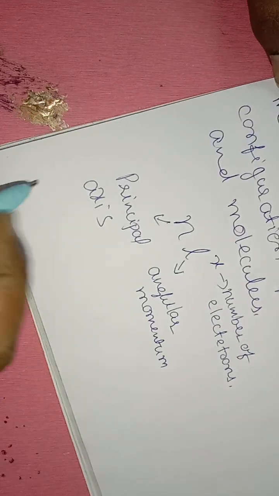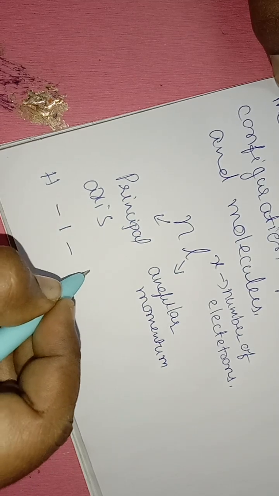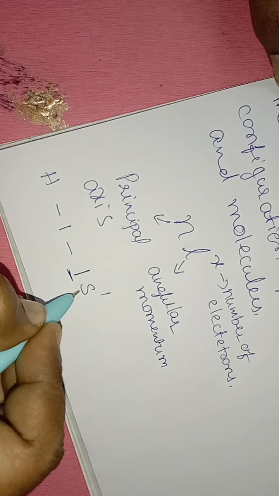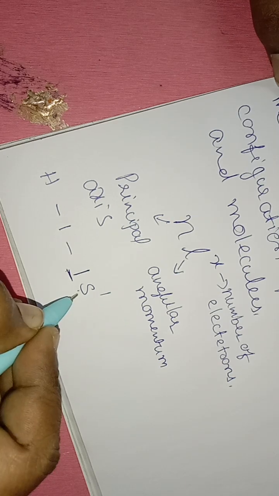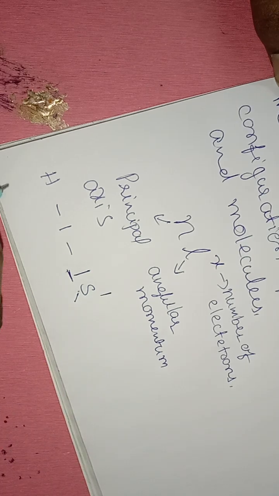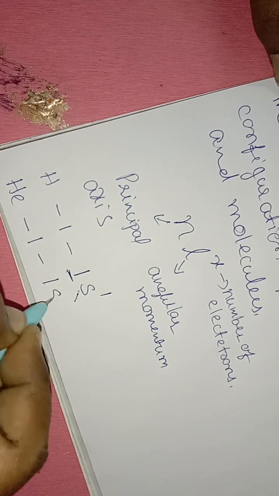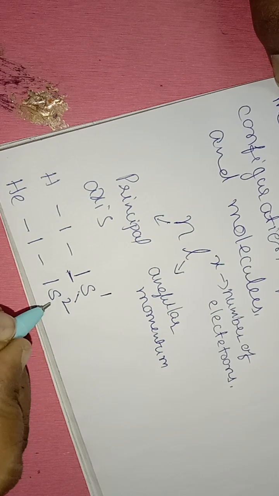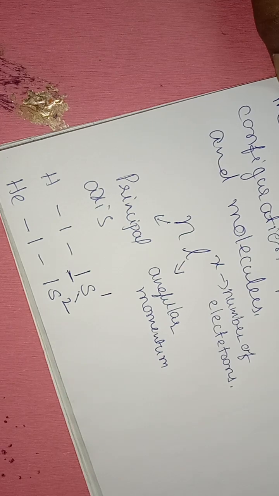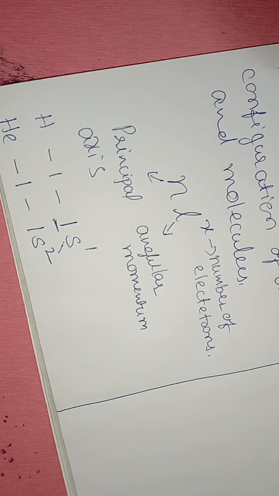Suppose you take hydrogen, which has only one electron. It is indicated by 1s1, meaning principal quantum number n is 1, so the l value is 0. The electron revolves in the orbital in a spherical shape, and only one electron is there. Next, helium. The n value is 1, so it is 1s2. These two electrons are revolving in a spherical shape, so they rotate in sphere shape.